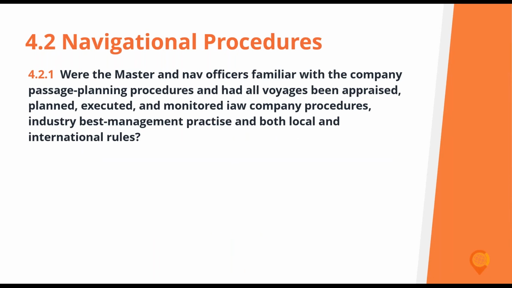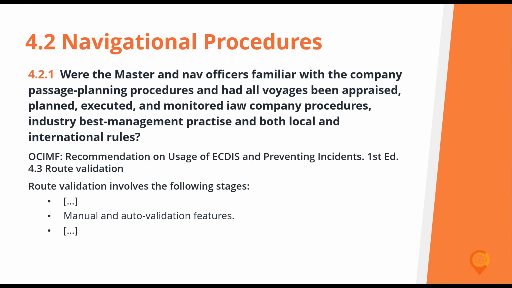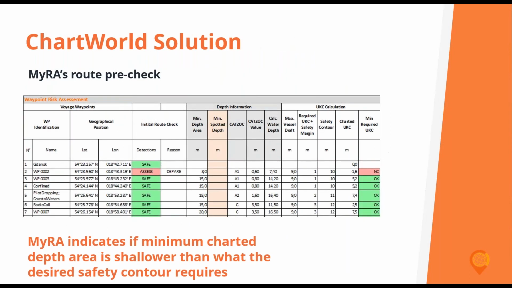The same question. It refers further under the section to the OCIMF publication recommendation of use of actors in preventing incidents, under 4.3, the route validation. And the route validation involves the following stages, among others, manual and auto validation features. ChartWorld's solution for that is that we even do a route breed check in MyRA. How can we do a breed check?